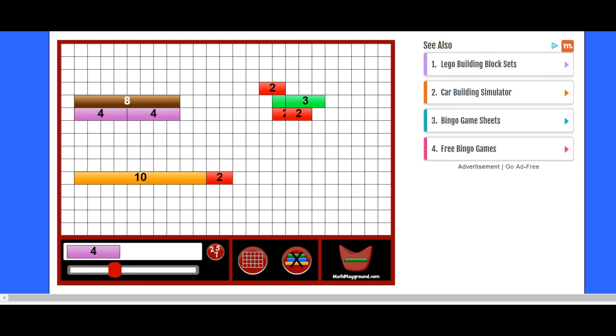4 works. Will 4 go into 12? And they can see, hey, that matches up. So 4 will divide into both of them.